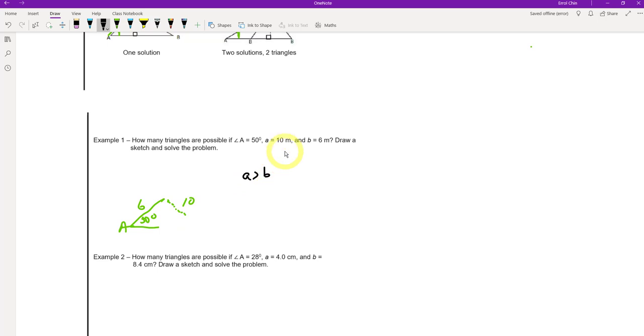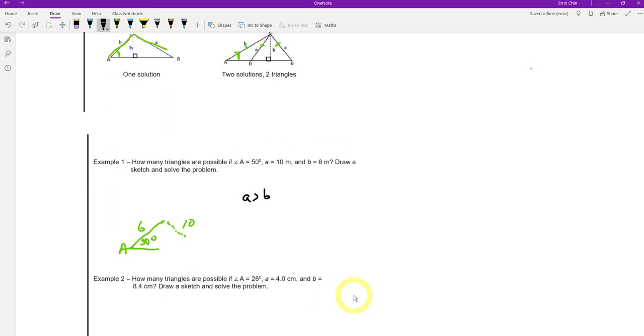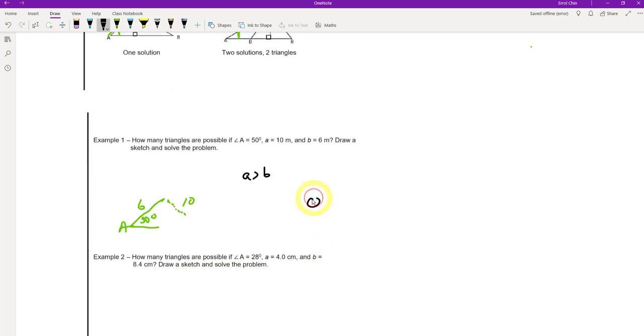So we've seen that right here. A is bigger than B. So right away, no calculations needed. We know there's one solution. Okay, one solution. All right, let's move on to the next one.